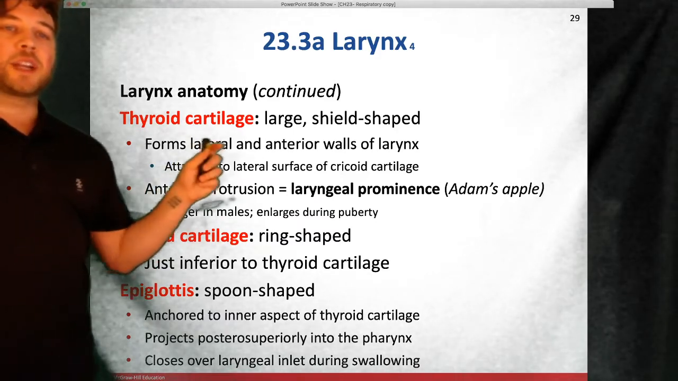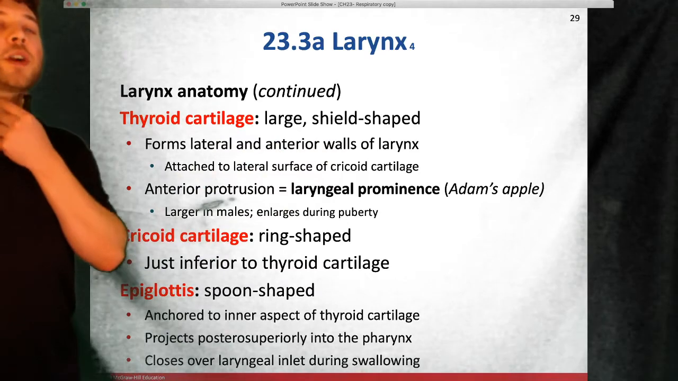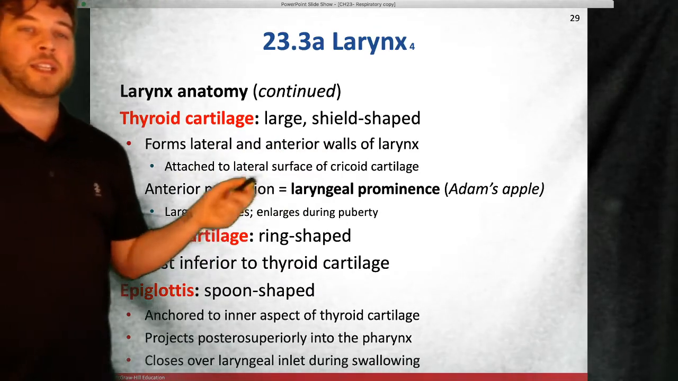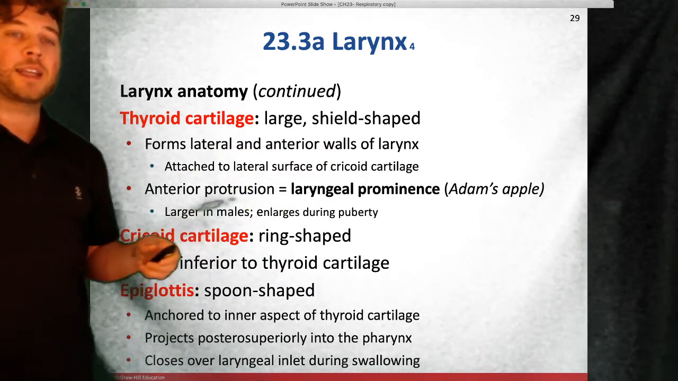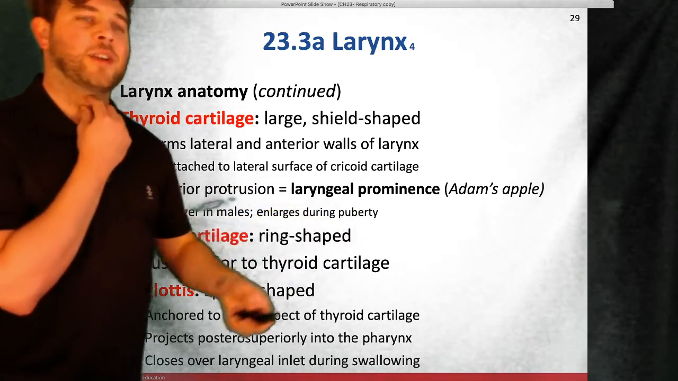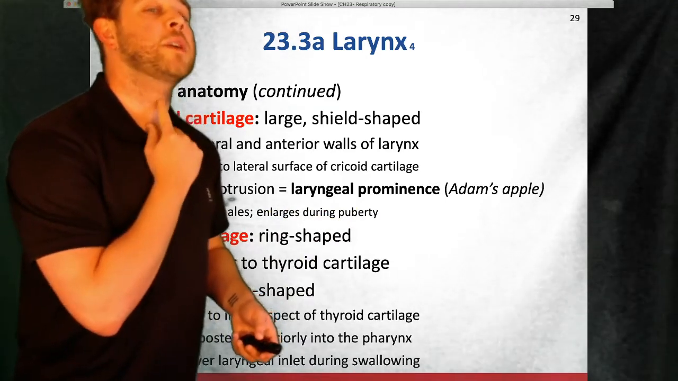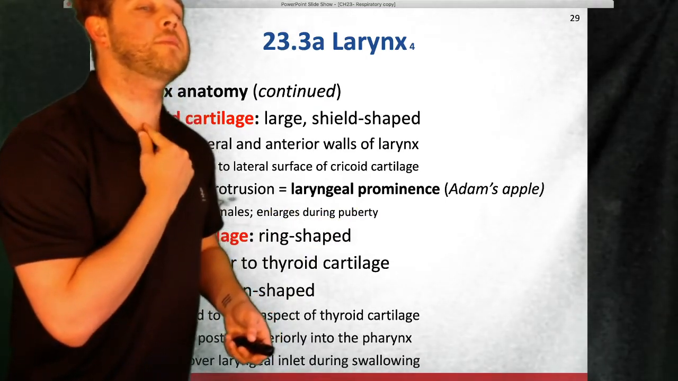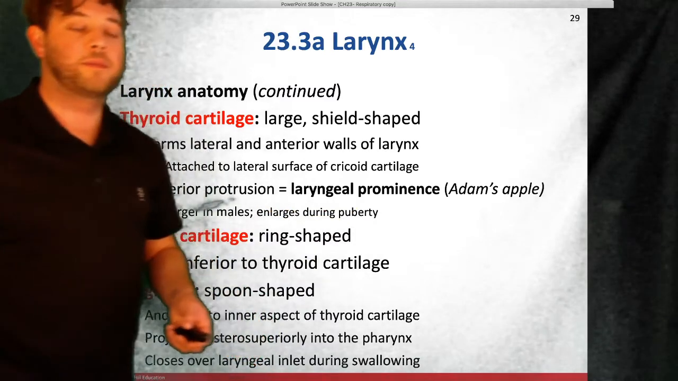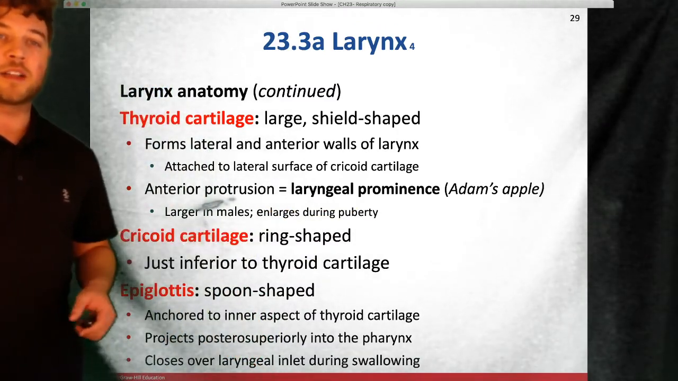Your thyroid cartilage is an important one. It's the large shield-shaped piece of cartilage right on the very top. It forms the lateral and anterior walls, and it has the laryngeal prominence. I don't like calling it the Adam's apple, I think I did earlier, but really it's the laryngeal prominence. It kind of comes out to a point right up here. You can see it move when I swallow. It enlarges during puberty, due to testosterone.